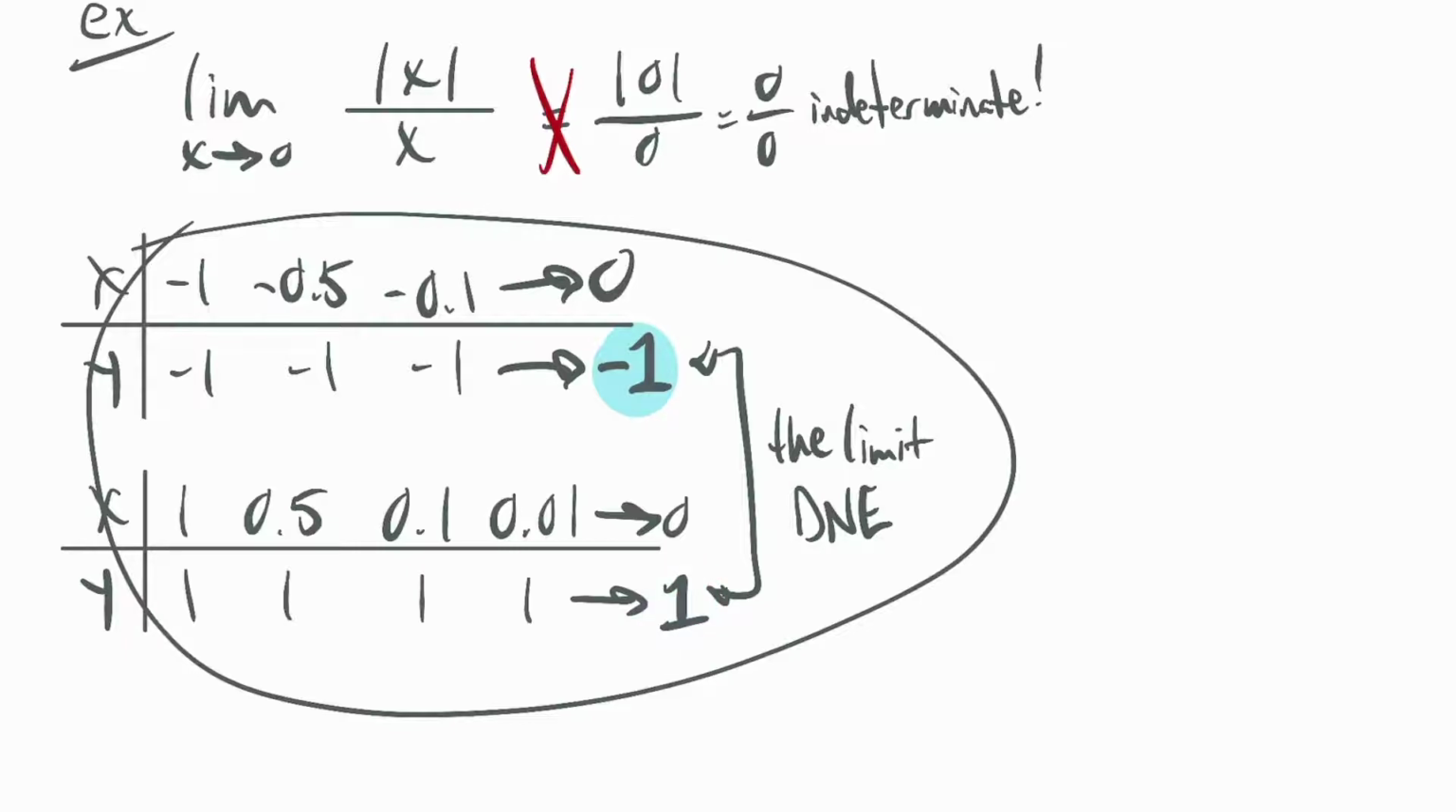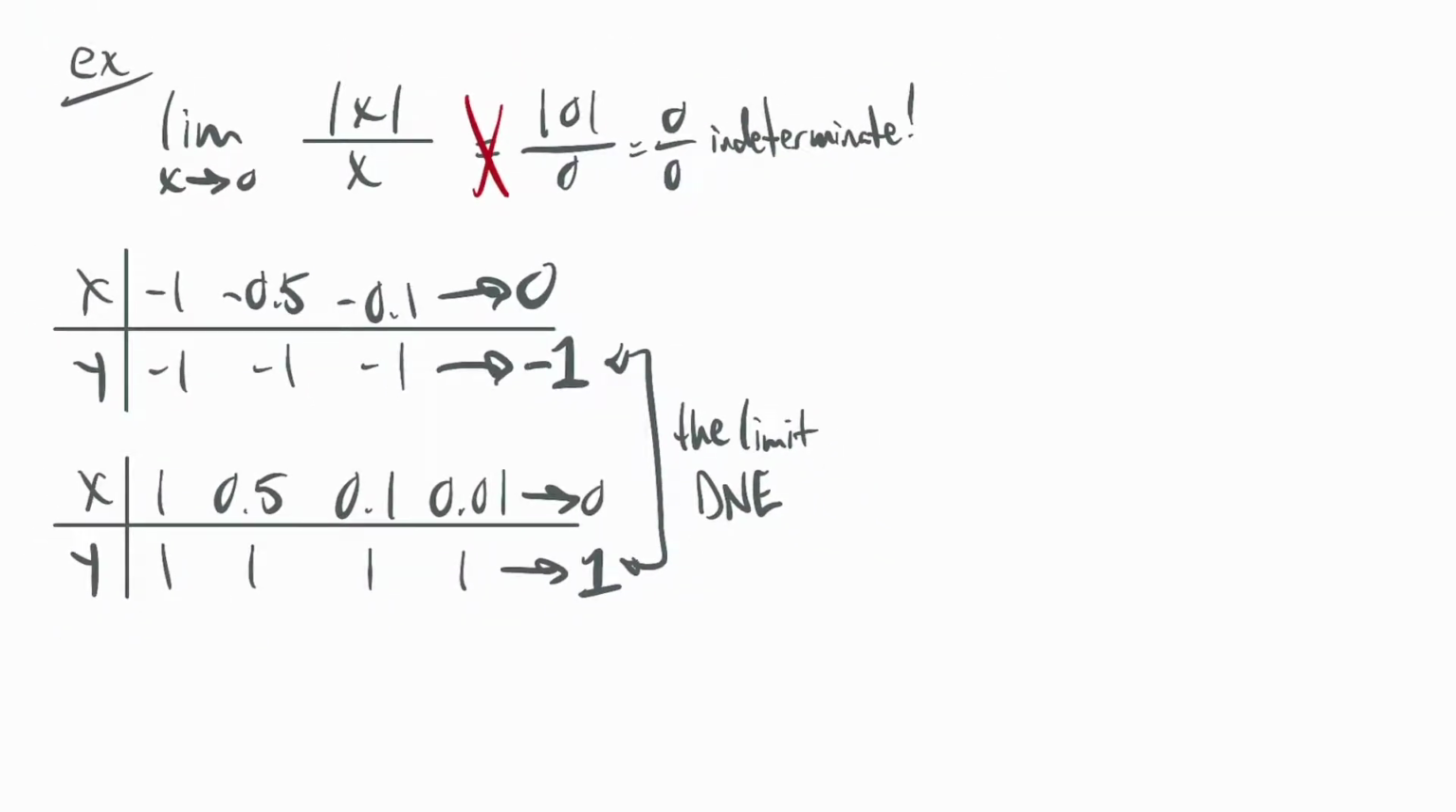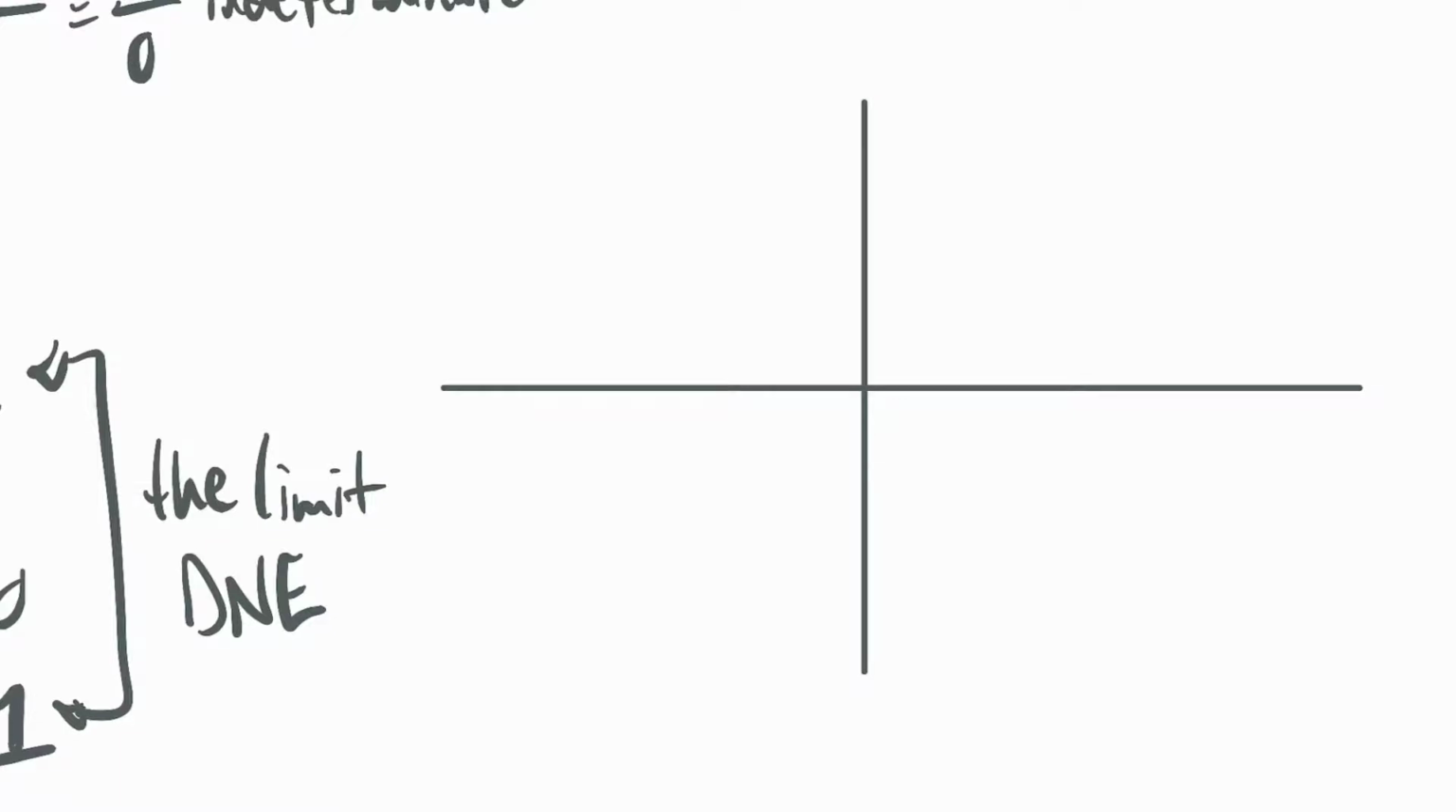So what does the graph look like? Well, if you graph this, you get something like the following. Okay, so let's say here's a 1, -1, 1, 2, 3, -1, -2, -3. Okay, so what happens is you're gonna get an open circle here and here, and you're gonna get straight horizontal lines extending out from there.